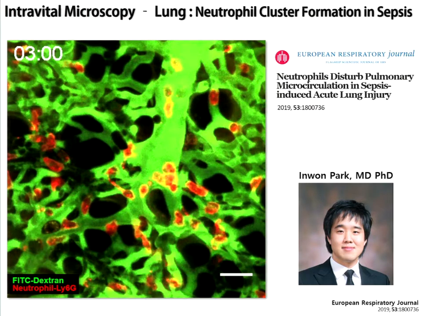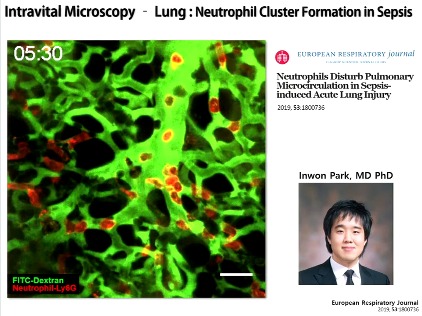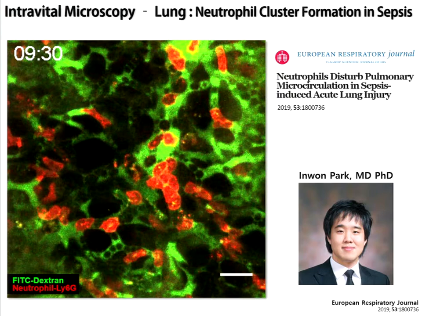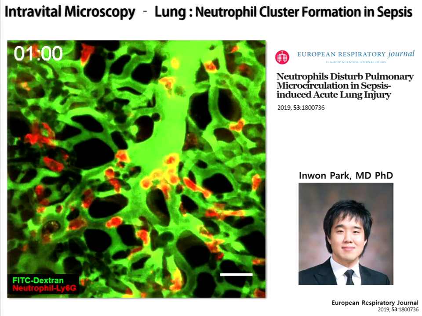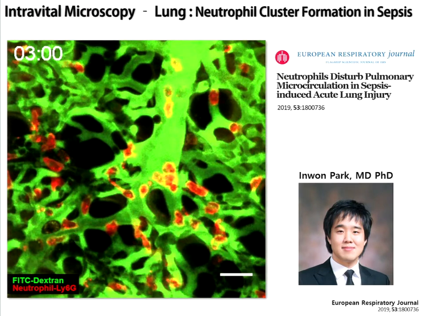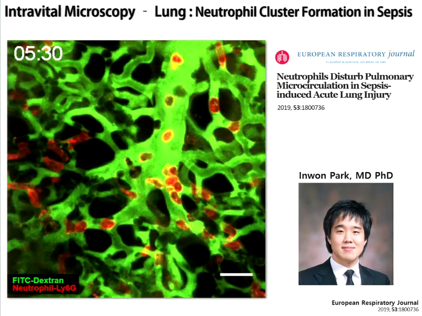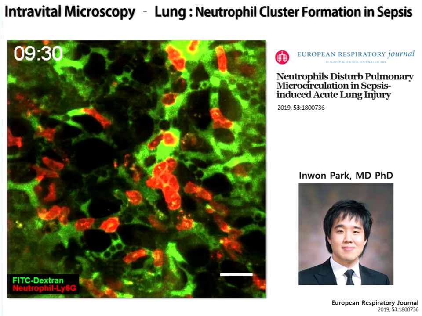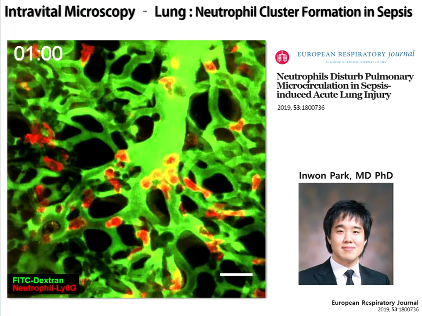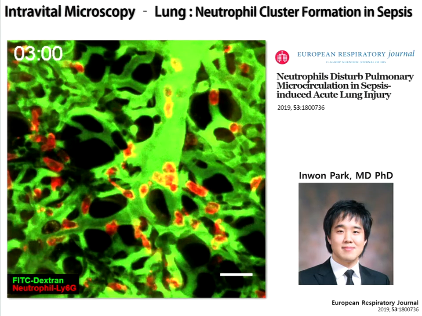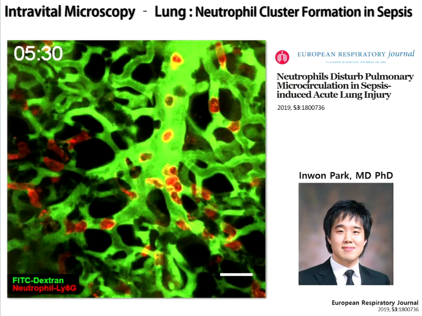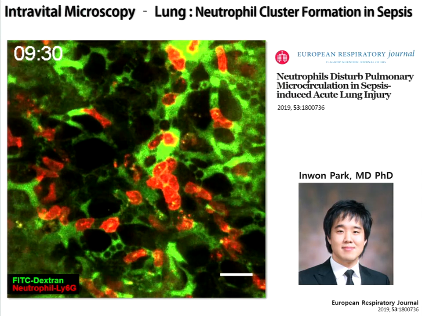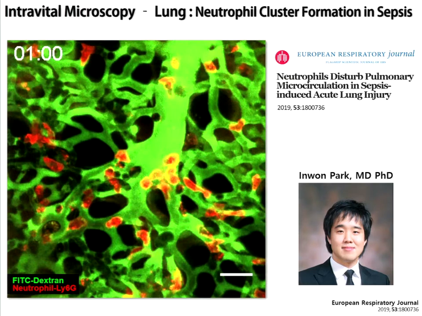And the red dot is actually intravascular neutrophil. This neutrophil was labeled by injecting anti-Ly6G antibody conjugated with Alexa Fluor 647. By intravenously injecting this antibody conjugate, we can very effectively label the intravascular neutrophil, and then we can observe the dynamics of this neutrophil inside the pulmonary microvessels in here.